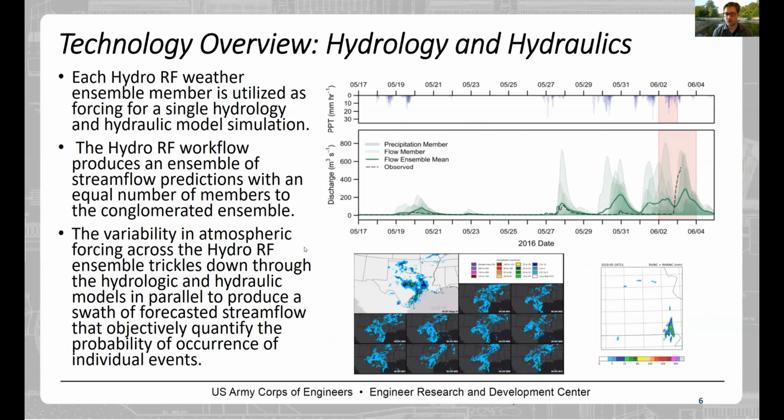So the picture here on the top right is an example of what we can achieve once we feed all of these different forecasts down through our hydrology and hydraulics modules. So we take, for example, here on the bottom left, we have 10 different forecast members, and we feed those through our hydrology model. And we end up with 10 different forecasts of what's going to happen with regards to stream flow.